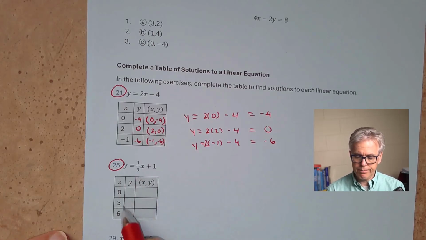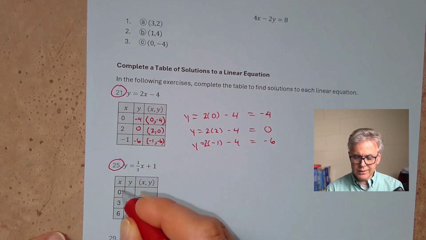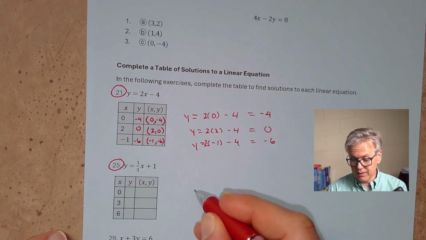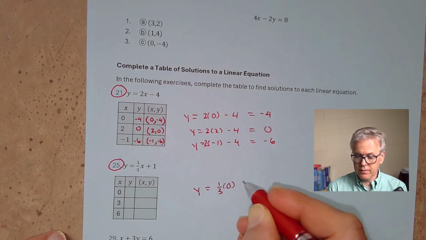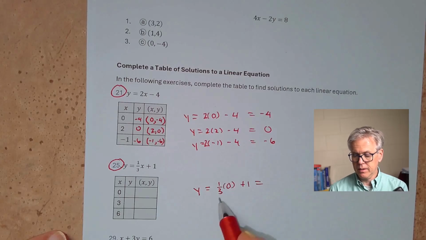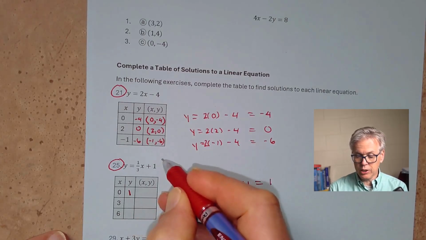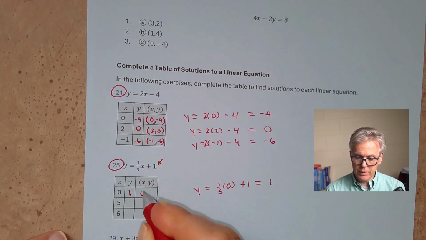Okay, so now they've given us these values. So when x is 0, notice that 0 is always a great value to have. The math is pretty easy relative to other numbers. So when I put a 0 in for x plus 1, 1/3 times 0 is 0 plus 1 is 1. Not a coincidence that it's that value right there. So here's my point, 0 comma 1.